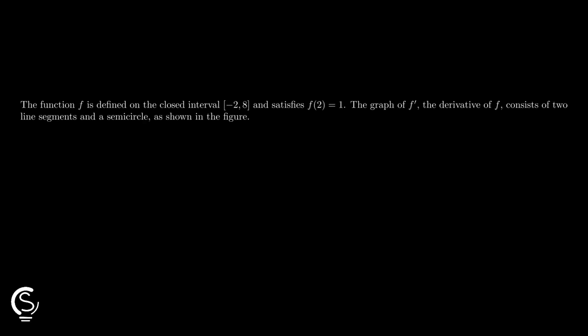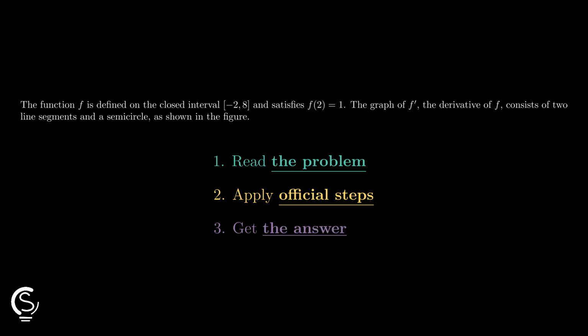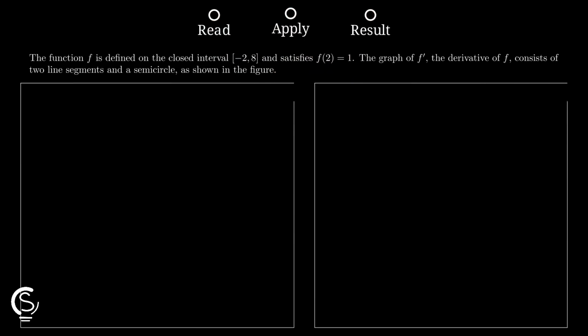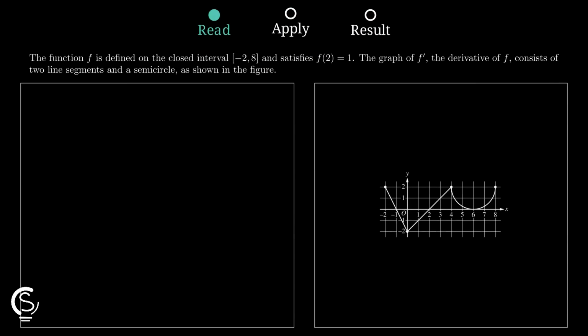Part A. At x equals 6, the graph shows f prime of 6 equals 0. Meaning the derivative does not change sign at this point. Therefore, f has neither a relative minimum nor a relative maximum at x equals 6. Part B.